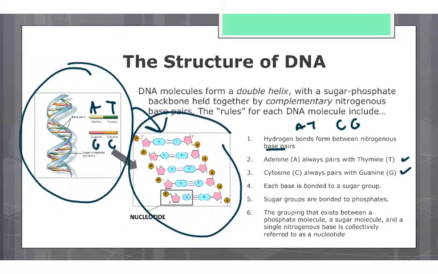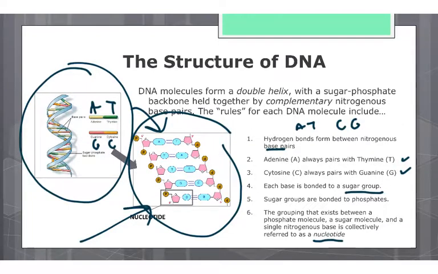Each base pair is bonded to a sugar group. Sugar groups are bonded to phosphates. The grouping that exists between a phosphate molecule, a sugar molecule, and a single nitrogenous base is collectively referred to as a nucleotide. And this is a picture that we'll see at the Bio 30 level. We can see the P's representing our phosphate, and we can see that we have our base pairs in there as well.